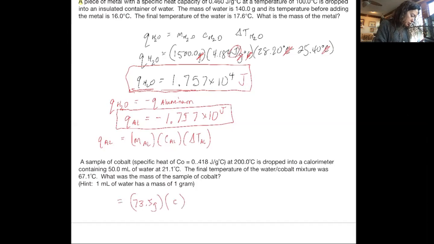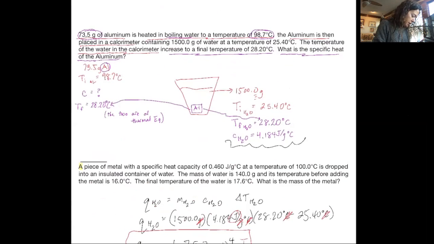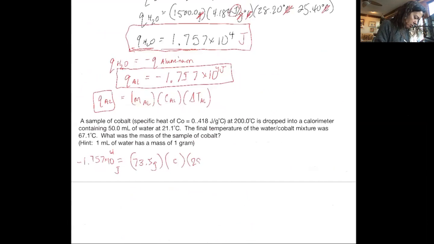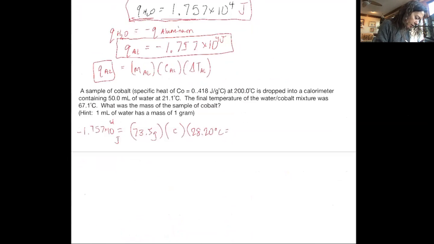I knew it was equal to the heat lost by aluminum, which was negative 1.757 times 10 to the fourth joules. And the change in temperature of the aluminum, let's see, it was finally at 28.20. It was initially at 98.7, so it's minus. Notice that will give me my negative value, which with this other negative value will give me my positive value for C, which is a requirement.